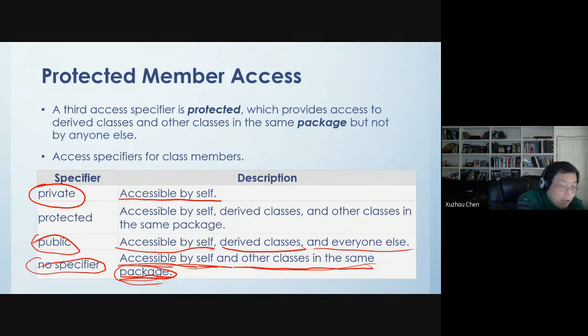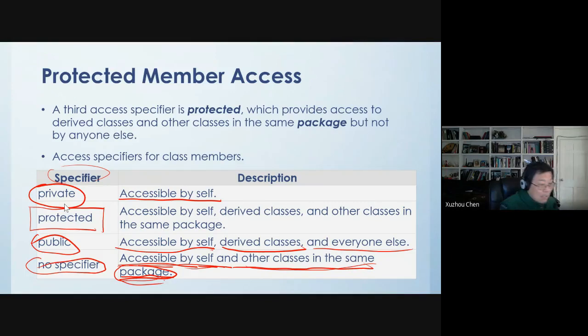However, Java actually provides another type of specifier or keyword. It's called protected. Protected is kind of in between. It's between the private and the public. Okay. It's less secure than private because private can be accessible only by itself. It's more secure than public because public can be accessible by everyone, itself, the derived class, and also any other class.